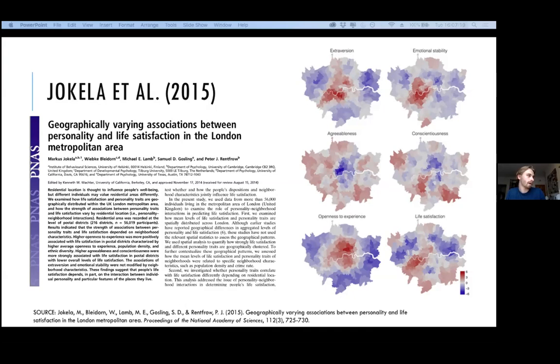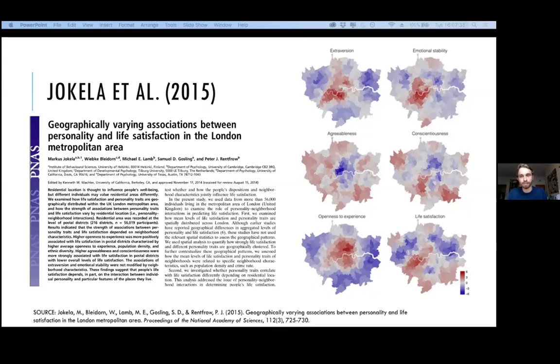If we have a look, for example, at openness to experience, we can see that there's a high clustering of individuals who show high openness to experience in the middle of the city. And this idea of the urban centre is something we'll address later in the presentation.